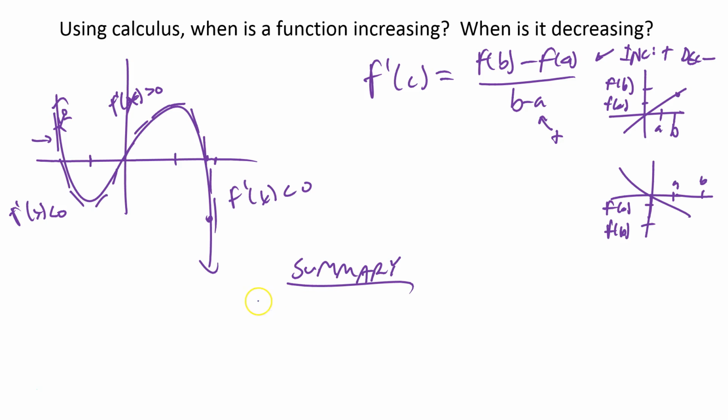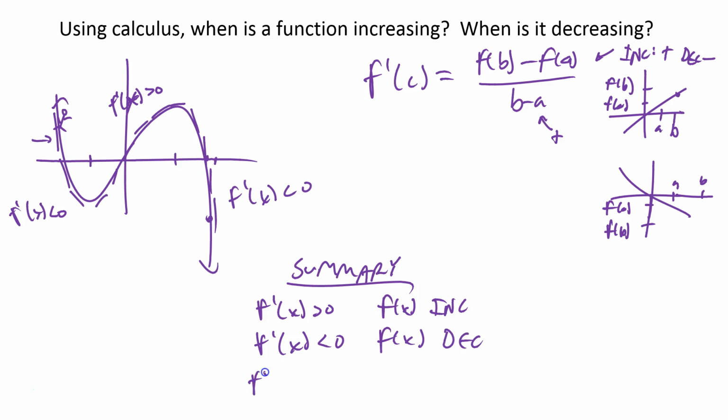So if f prime of a certain value of x is greater than 0, then the function is increasing at that moment, at that x value. If f prime of x is less than 0, f of x is decreasing. And if f prime of x is equal to 0, then the function is constant for that moment. Okay, so like at this point right here, 0 derivative. At this point right here, 0 derivative. You are neither increasing nor decreasing, right?